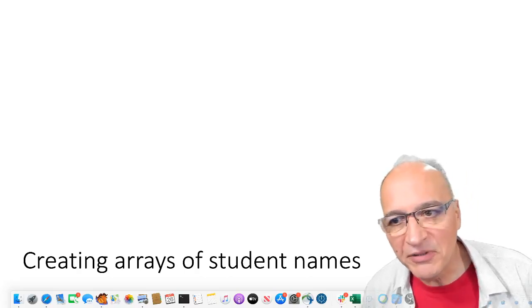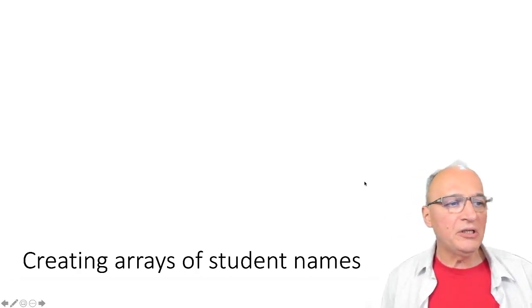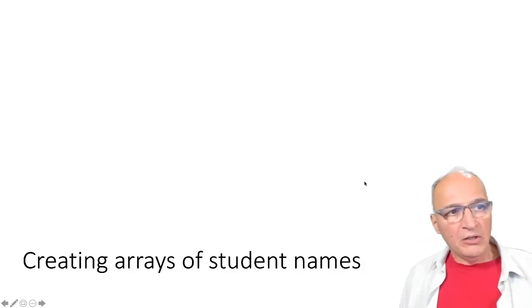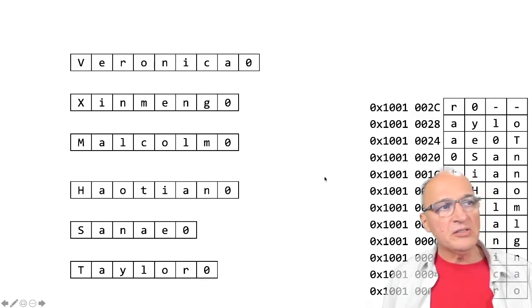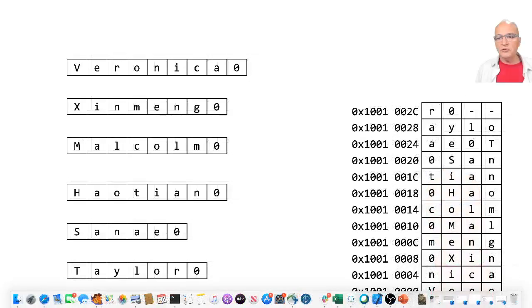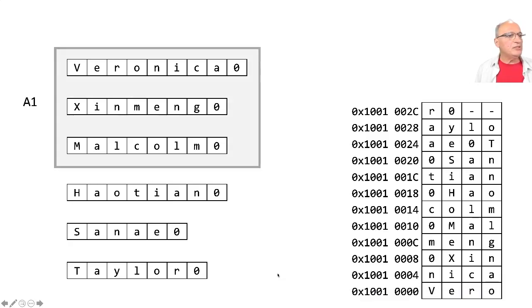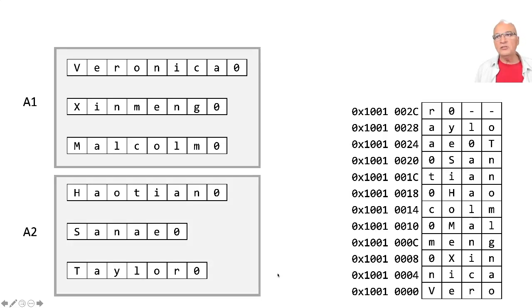In the second part of this lecture, we will look at how we create arrays of students' names. So we had this list of names of students before, but some of these students are in my morning 2 to 9 session and other students are in the afternoon session. So let's say that those are the students in the morning session and those are the students in the afternoon session.